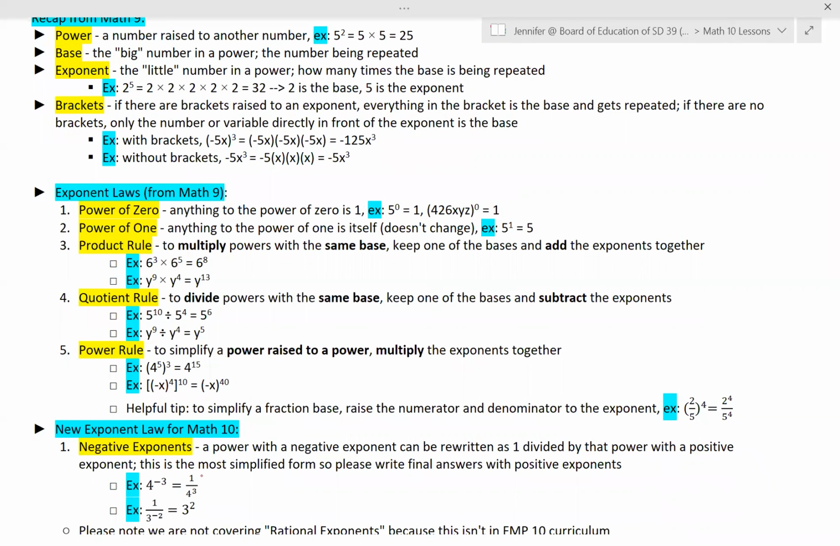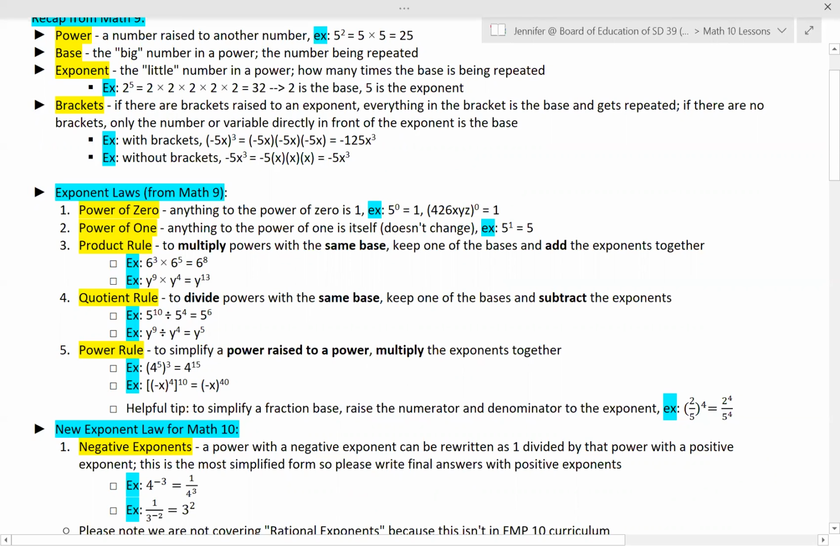This is the most simplified form, so please write your final answers with positive exponents. So if you get a final answer of, let's say, 2 to the power of negative 5, that has to be written as 1 over 2 to the 5. You don't want negative exponents in your final answer.